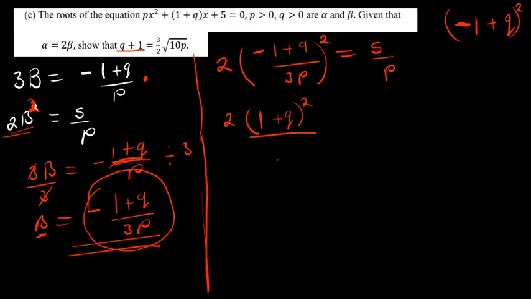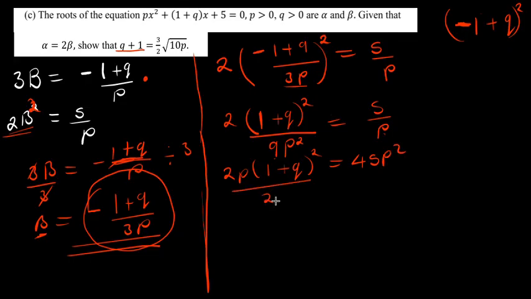This down part here is 9b squared, equal to 5 over p. Now after doing that, we cross multiply. So we say p times everything that is on top, then that one again times everything on this side. So you have 2p times 1 plus q squared equal to 9 times that, it will be 45 p squared.